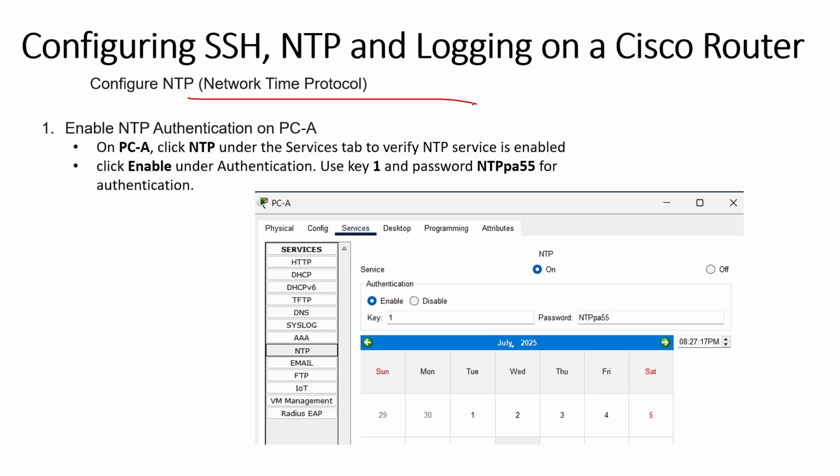So in this activity, first we will enable NTP authentication on PC-A. After you open PC-A, click NTP under the Services tab to verify if it is enabled. So you click Enable, use key number 1, and the password is NTPpa55. The caps lock, they're small letters.